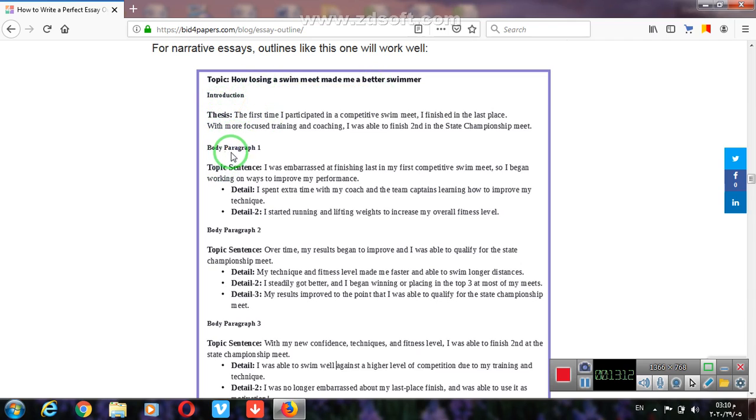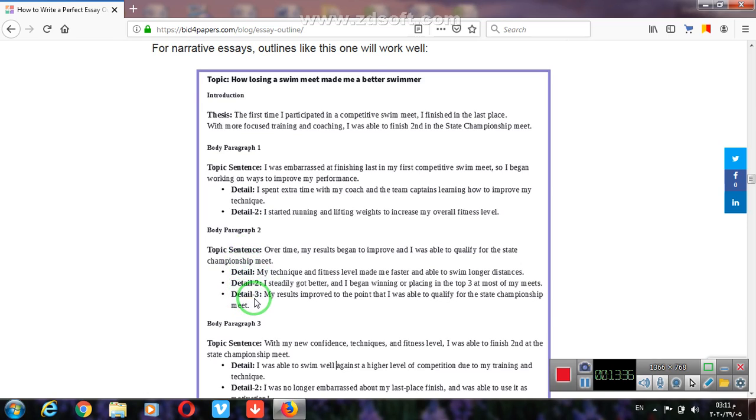Then you start with body paragraph 1, and this body paragraph 1 needs a topic sentence. This topic sentence needs detail number 1 and detail number 2. Then you move to body paragraph 2, okay. Also, this paragraph must have a topic sentence, and you have to discuss it by details. Detail number 1, detail number 2, and detail number 3.